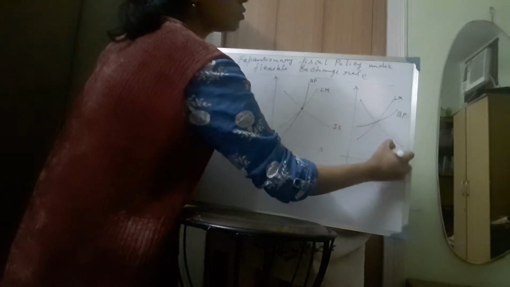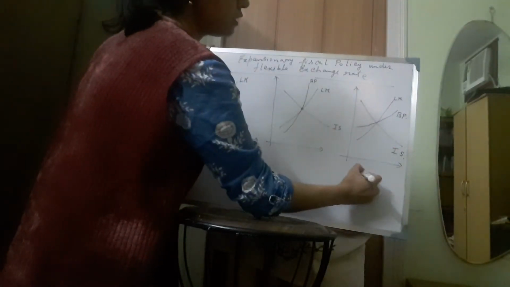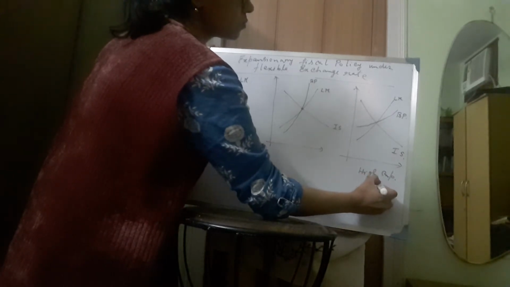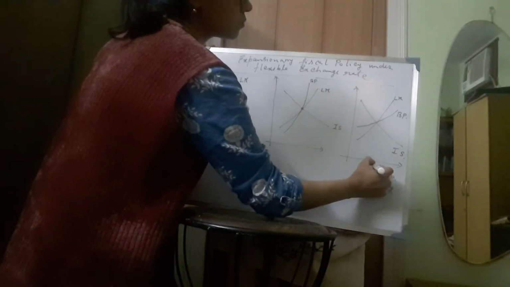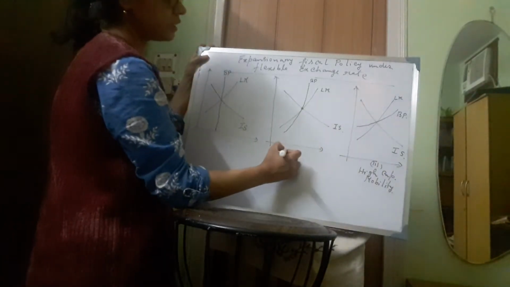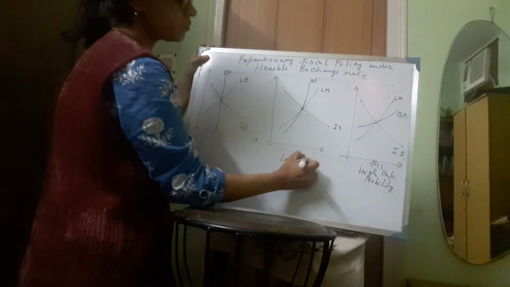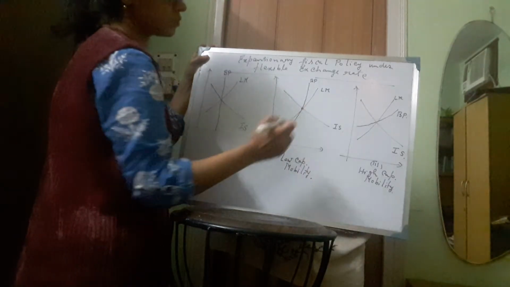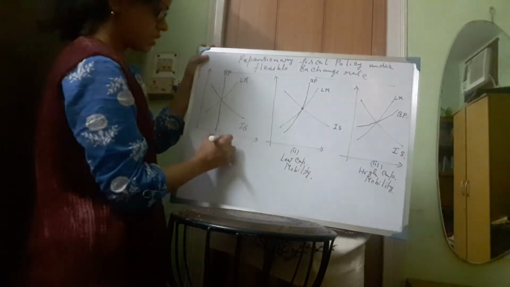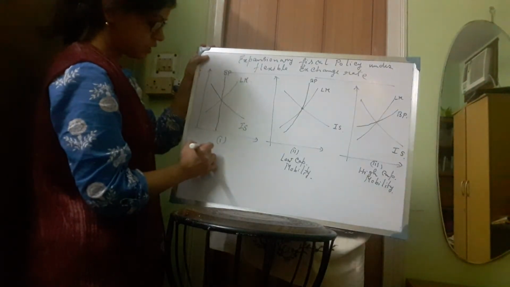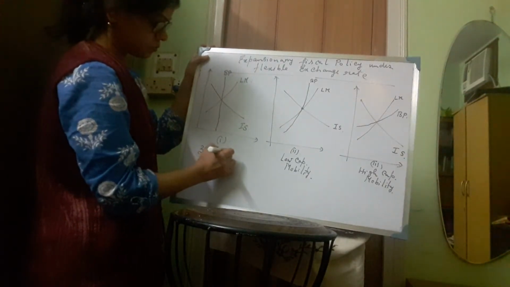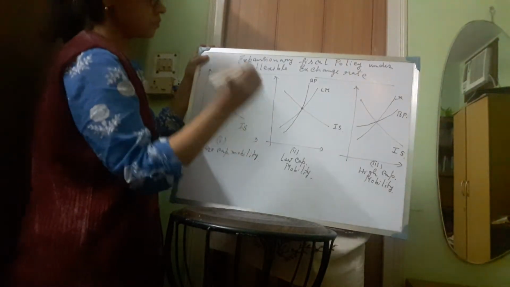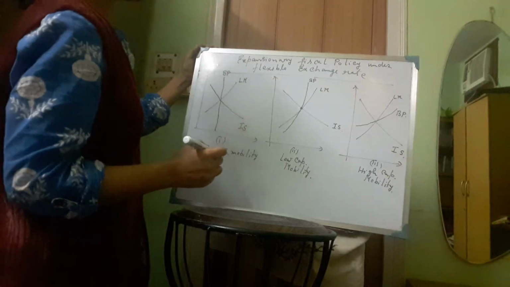So this is the IS curve. Here we consider the case of high capital mobility. Here we consider the low capital mobility. So this is diagram 2, and in diagram 1 we consider the zero capital mobility. And we are considering the expansionary fiscal policy.